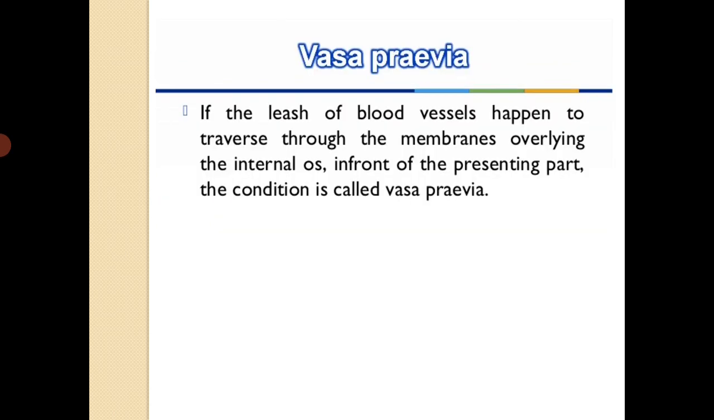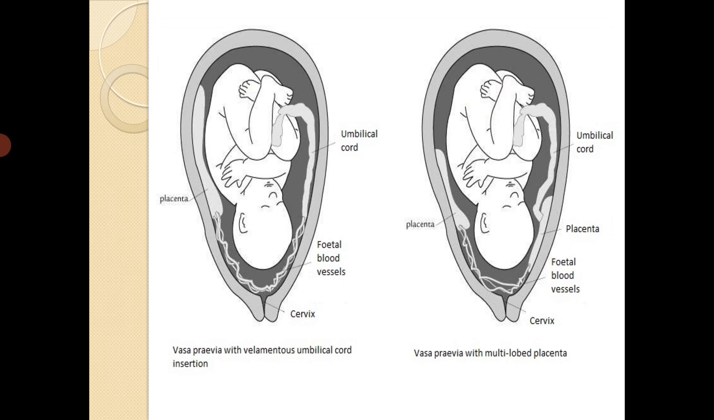Third one is the vasa previa. If blood vessels happen to traverse the membranes overlying the internal os in front of the presenting part, the condition is called vasa previa. Here you can see the first image is vasa previa with velamentous umbilical cord insertion, and the second one is vasa previa with multi-lobed placenta.